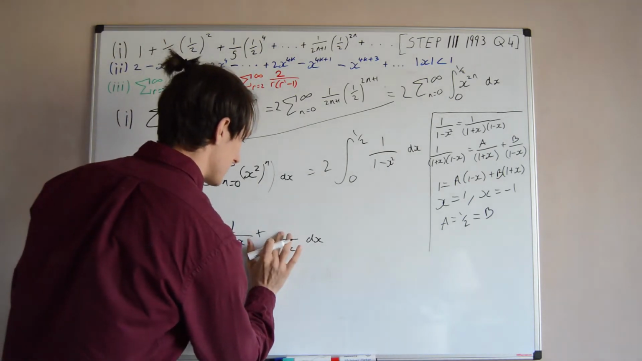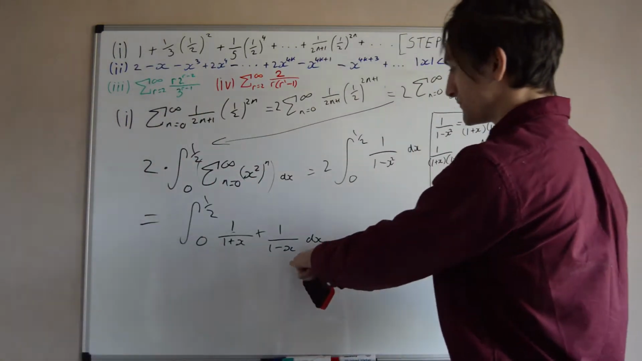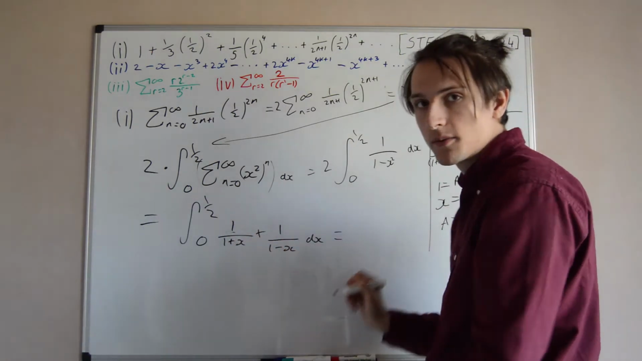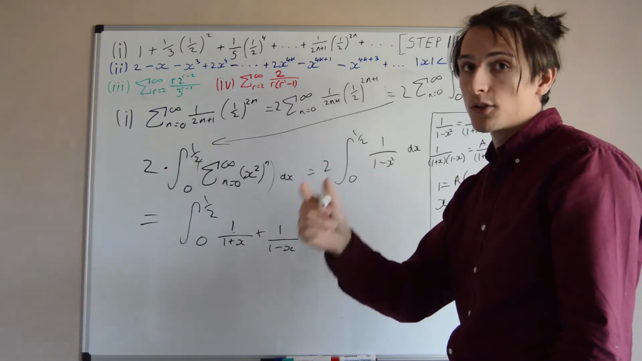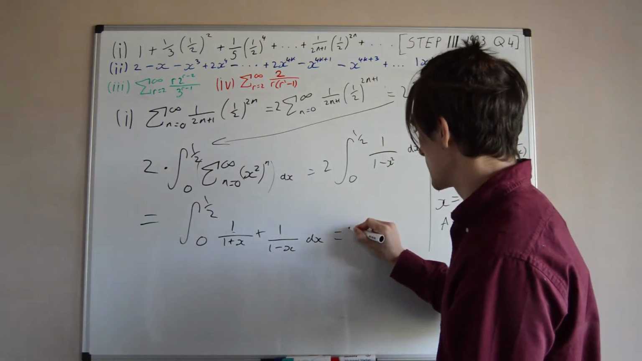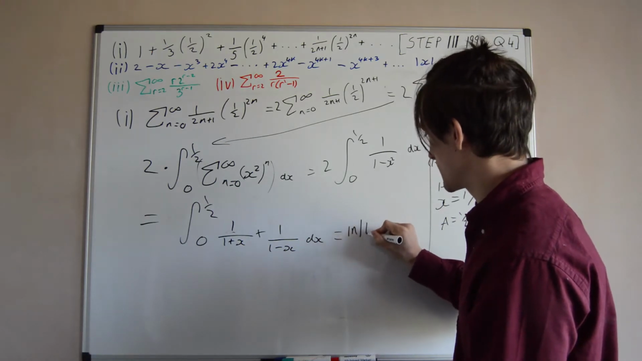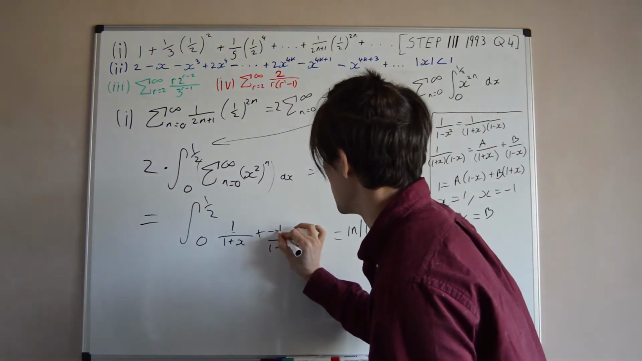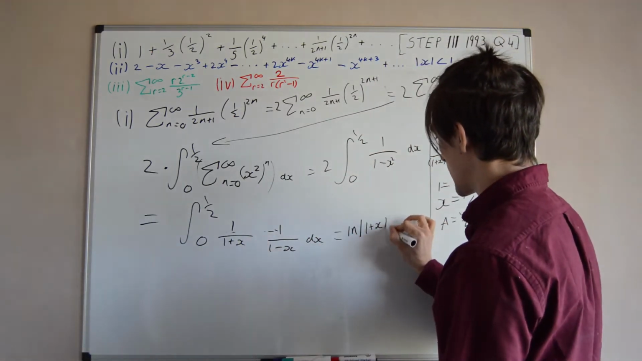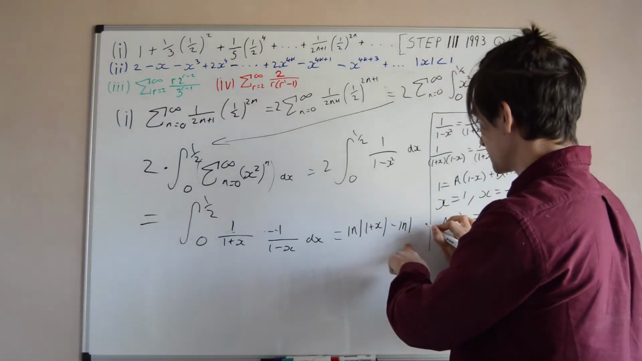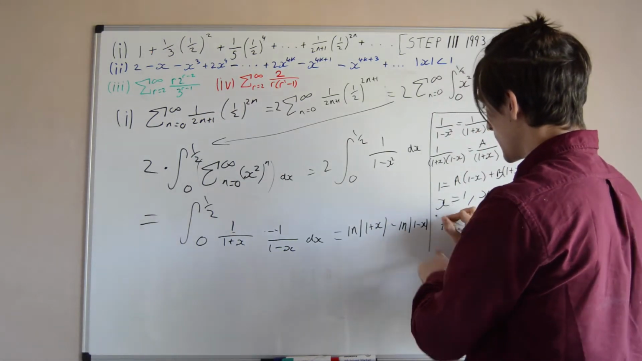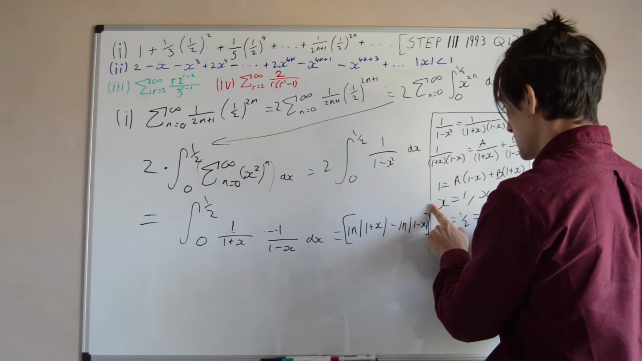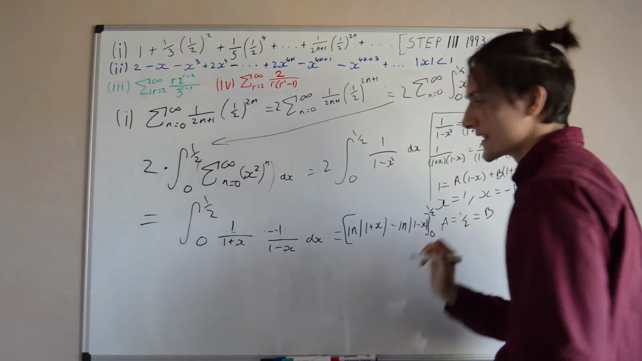And again, that's just 1 over. Well, now I'm going to get the natural logarithm. If the top is the differential of the bottom, the integral is the natural logarithm of the bottom function. So it's going to be the natural logarithm of the modulus of 1 plus x. And here we have a minus sign, so I could rewrite this as minus 1. So I'm going to get minus the natural logarithm of 1 minus x, and remember the modulus sign here. This is evaluated between x equals a half and x equals 0.